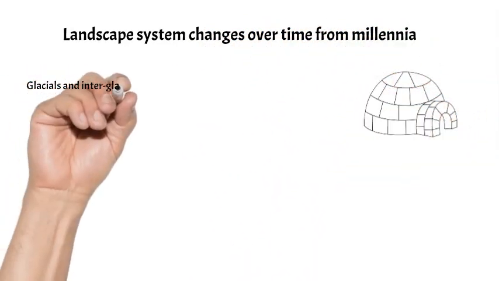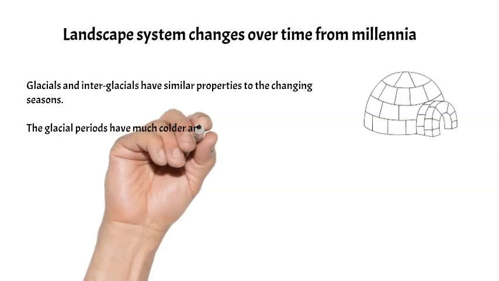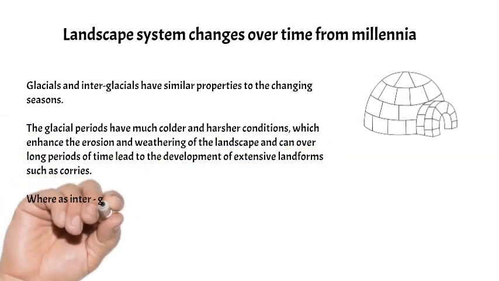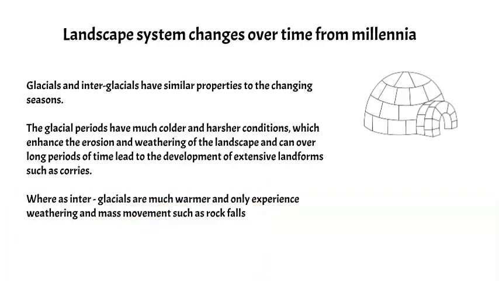And finally, we have landscape system changes that take place over millennia. And it's very similar to our seasons, our glacial and interglacial periods.